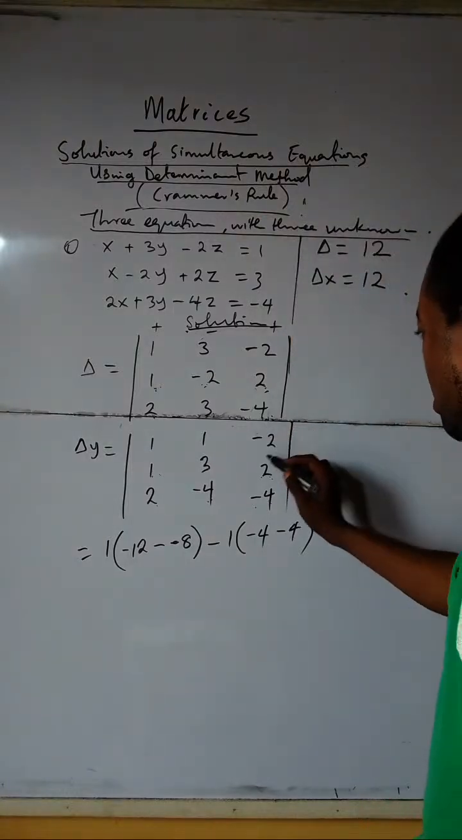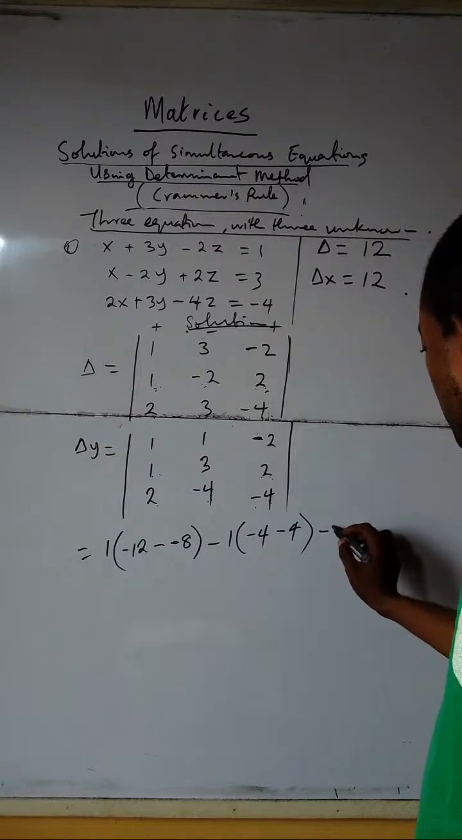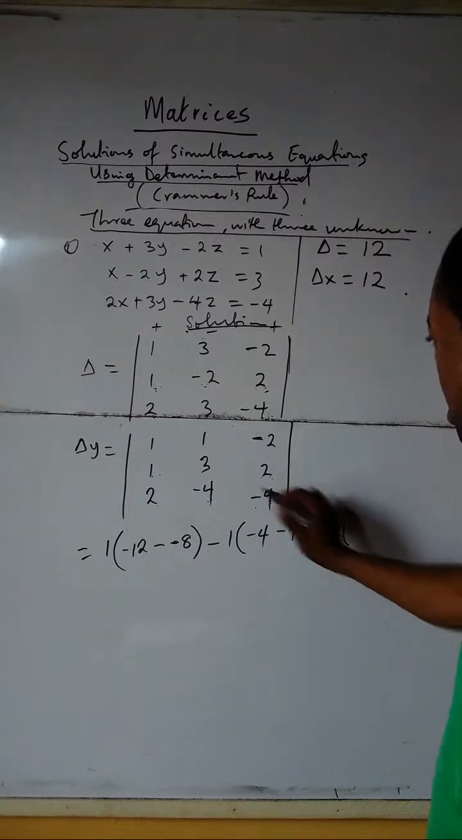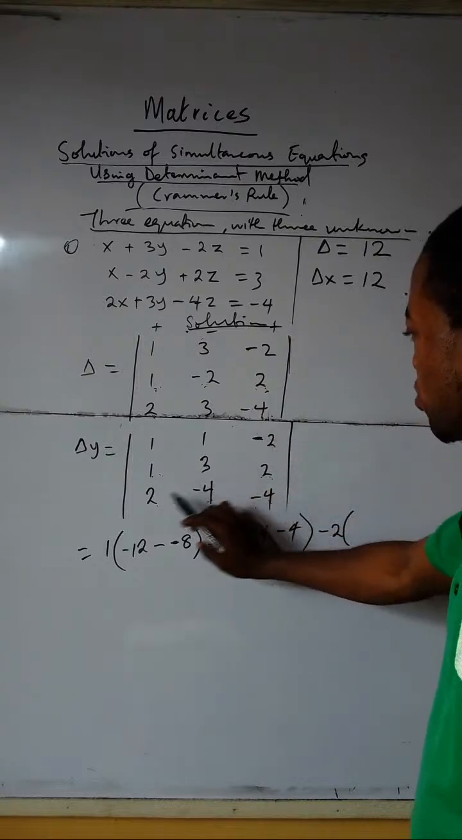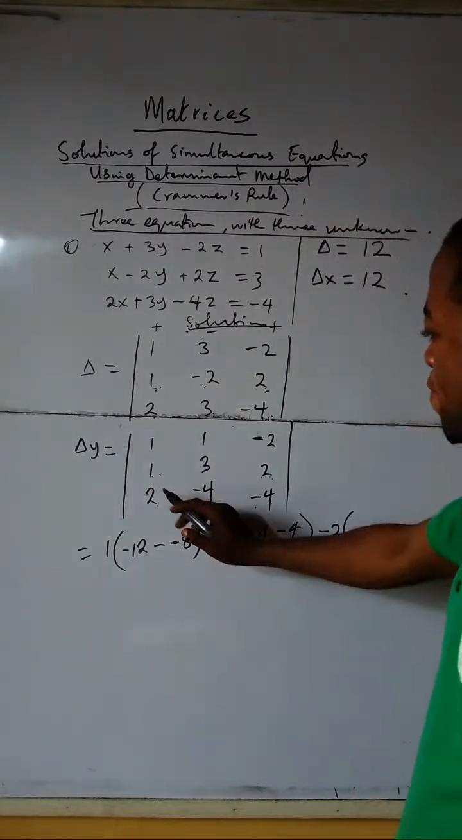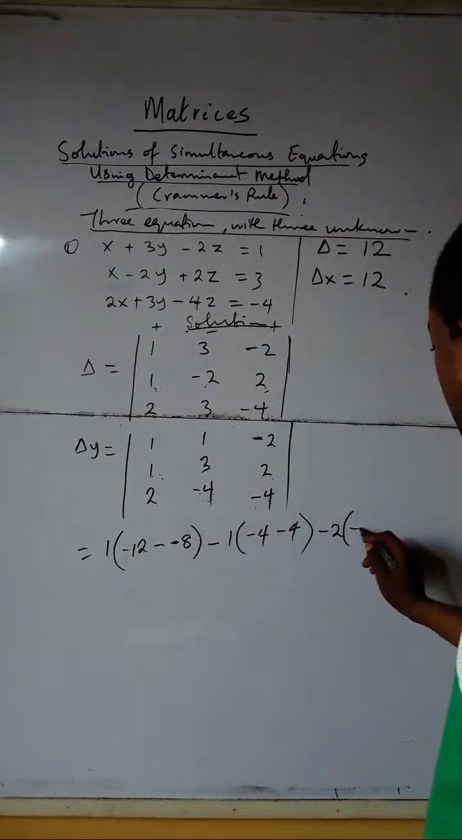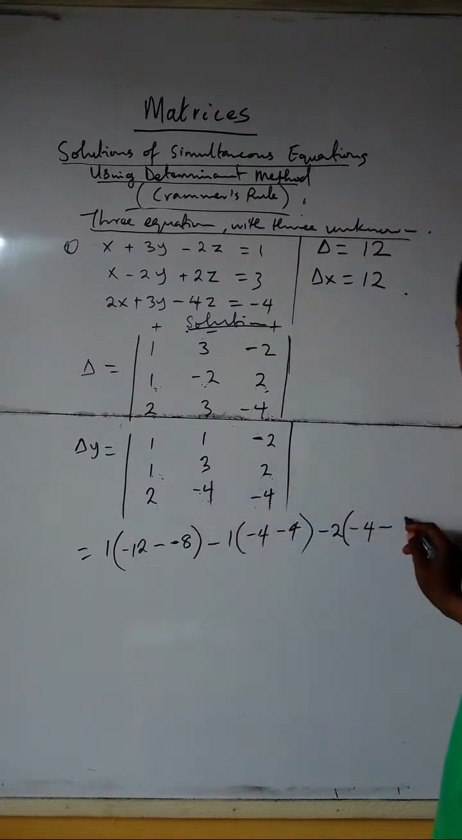Here also, we have a plus, but there is a minus 2 here, so it will be minus 2, then into bracket. Cancel the row and the column of this element. So we are left with this 2 by 2 matrix, which implies the determinant here is 1 times minus 4, that's minus 4. Then minus 3 times 2, that's 6.